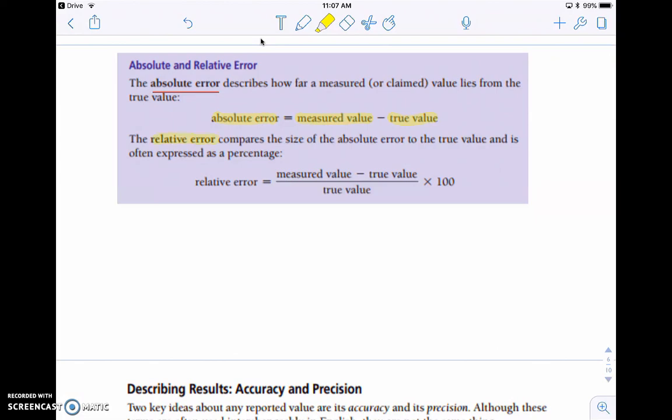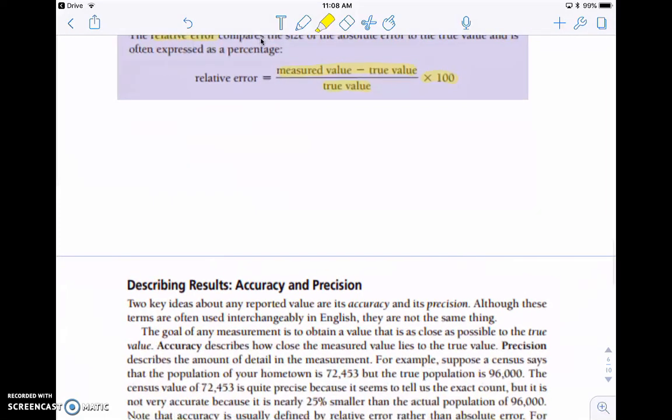Relative error compares the size of the absolute error to the true value and is often expressed as a percent. So you take this absolute error, which is measured value minus true value, divided by the true value and then times it by 100 to get a percentage. So if I weigh 165 and the scale shows 163, so I'm off by a couple of pounds, I'm going to have 1.5-ish percent relative error there. And it would be negative because we're measuring low.